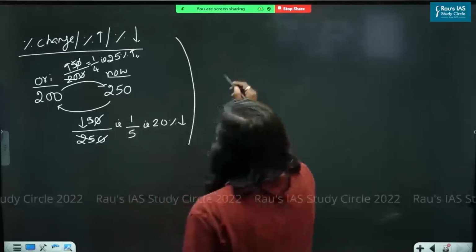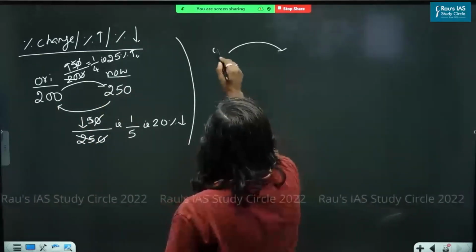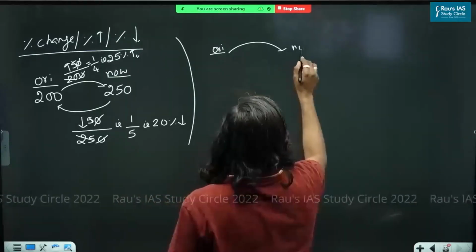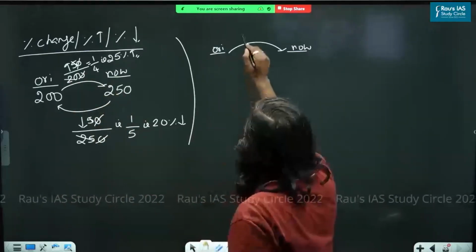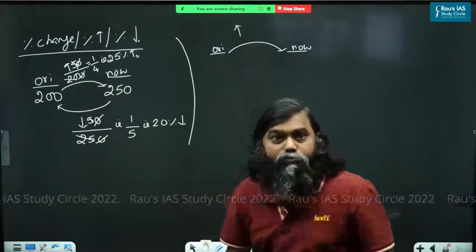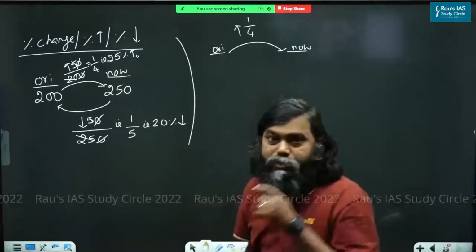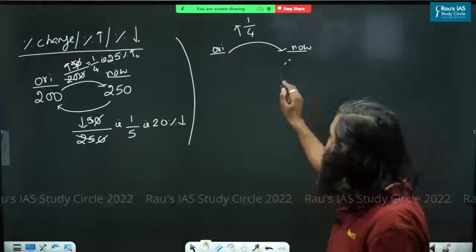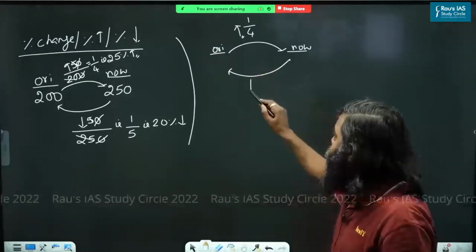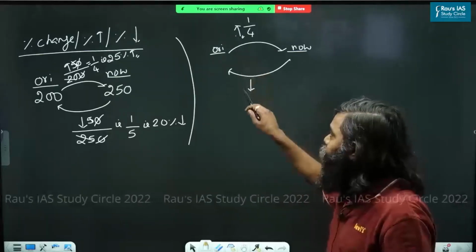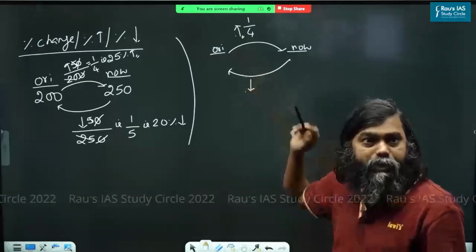Listen, now I don't need all these values. From here to here, this is original, this is now. So from here to here, is your income increasing or decreasing? Increasing. How much increasing? 1 by 4, that is 25%. So from here to here, if here is increasing then here must be decreasing. That means the direction has to be opposite. Here decreasing, here increasing. Here increasing, here decreasing.